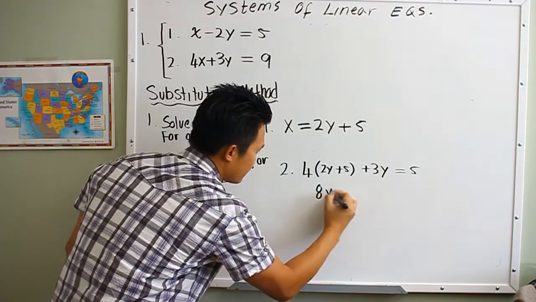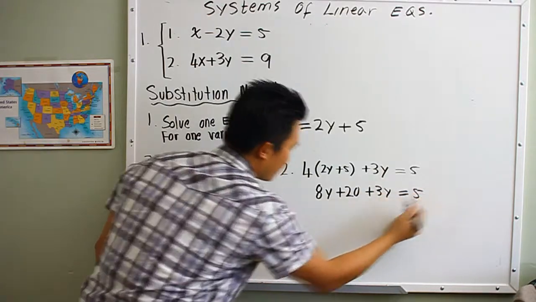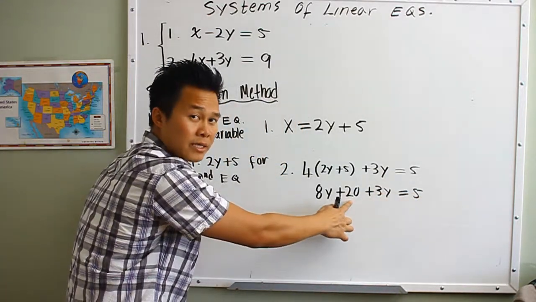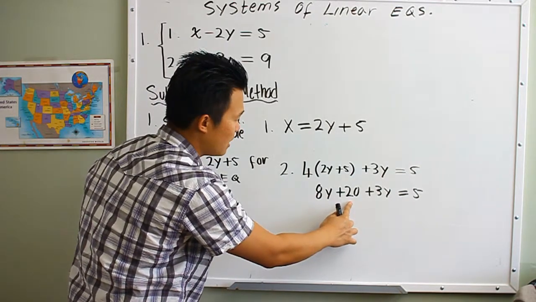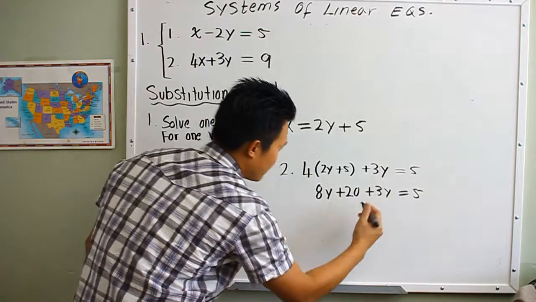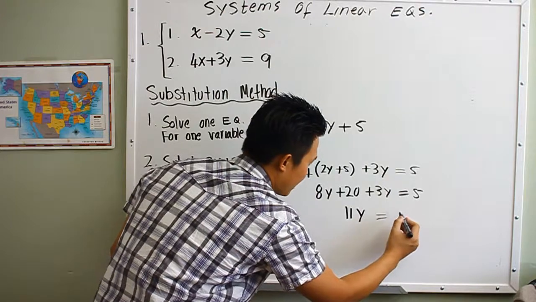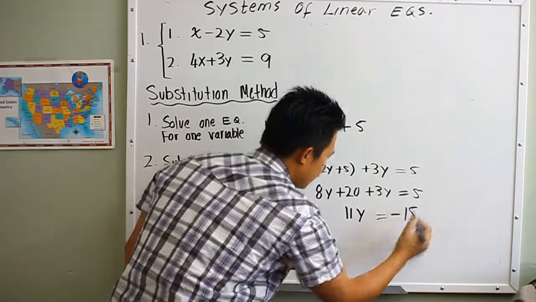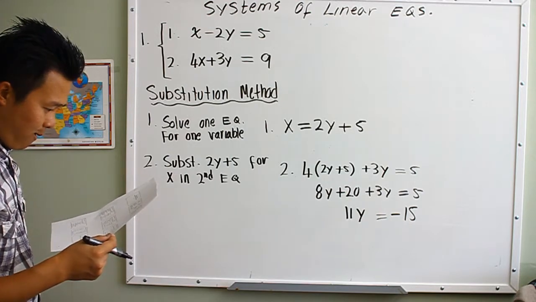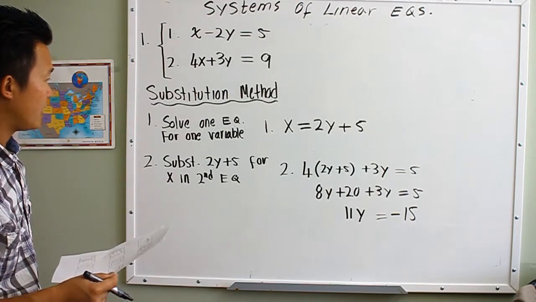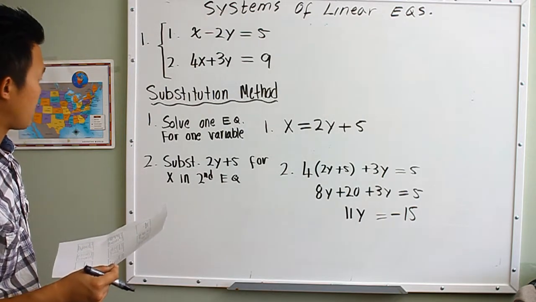I get 8y plus 20 plus 3y is equal to 5. Okay, I'm going to subtract 20 from both sides and then combine the 8y and the 3y together. So 8y plus 3y is 11y. Subtract 20 from both sides, that will bring me to negative 15. Okay, so y comes out to be, oh, I think I did something wrong here. Let's see.